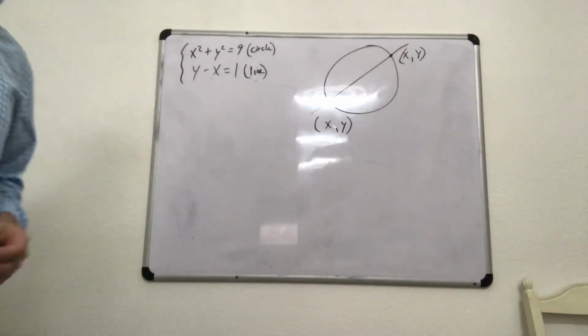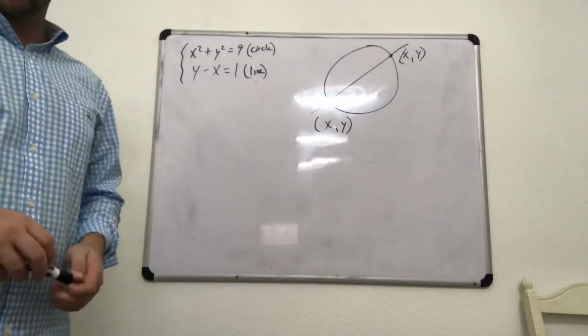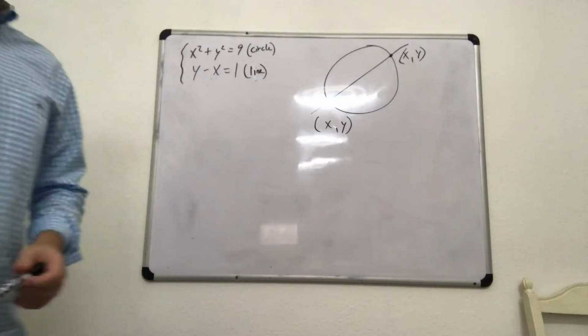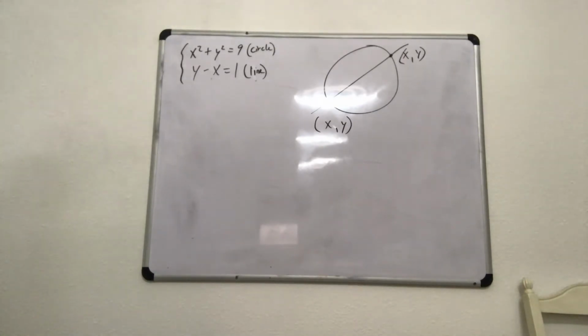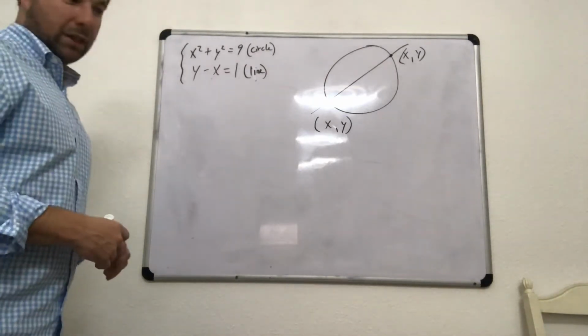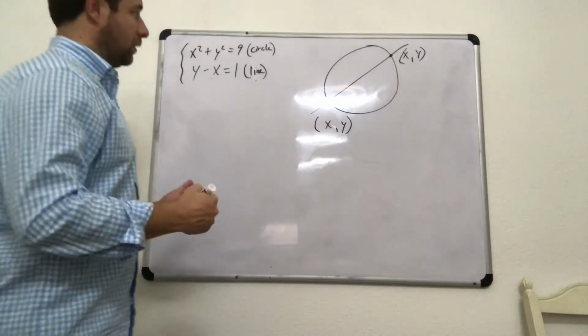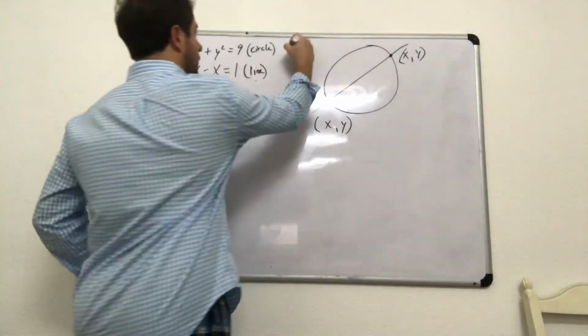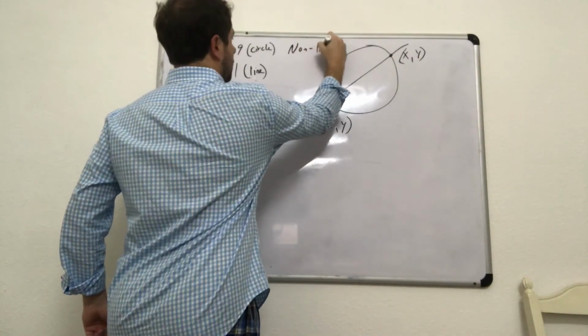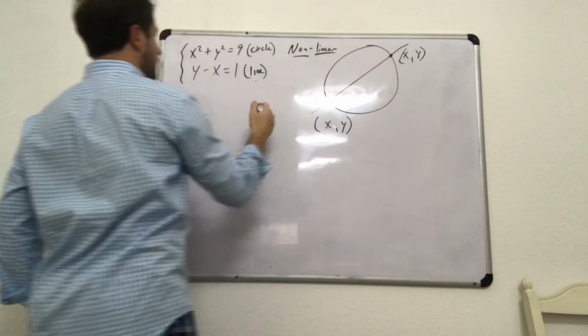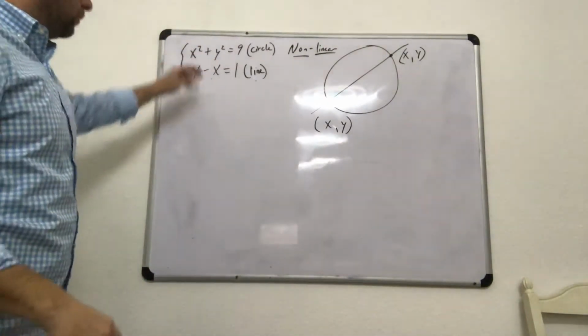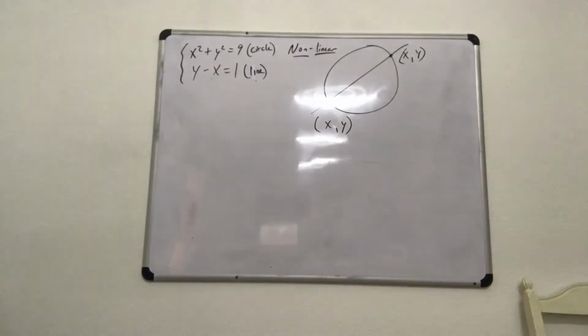Our next lesson, we're going to look at lessons 19 and 20. And in lesson 19, we're going to look at non-linear systems. Non-linear meaning not aligned. Linear meaning aligned. So we're looking at non-linear systems. So this first system here, you get two equations.